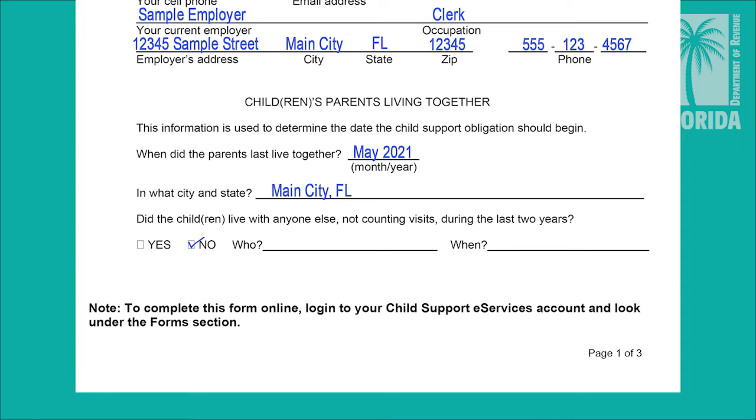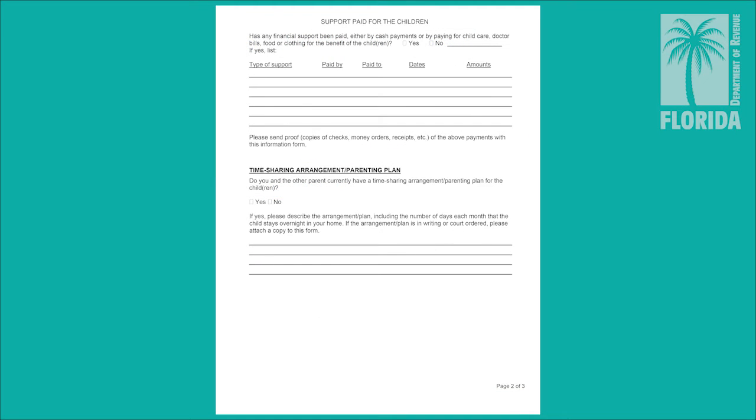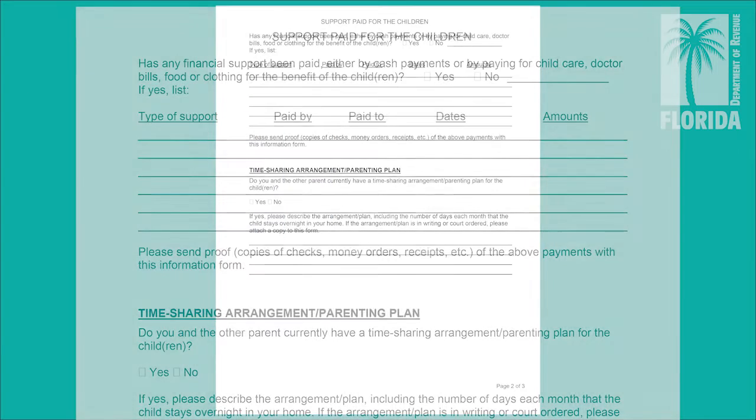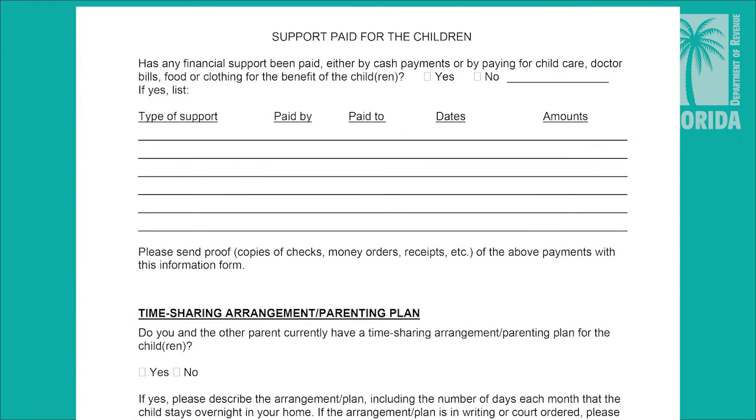For the next section titled Support Paid for the Children, you will need to know how much support has been paid for the children. If you or the other parent has paid any financial support for childcare, doctor bills, food, or clothing for the benefit of the children, check the Yes box. Now, list the type of support that was paid, who paid it, whom it was paid to, the dates it was paid, and the amounts paid.